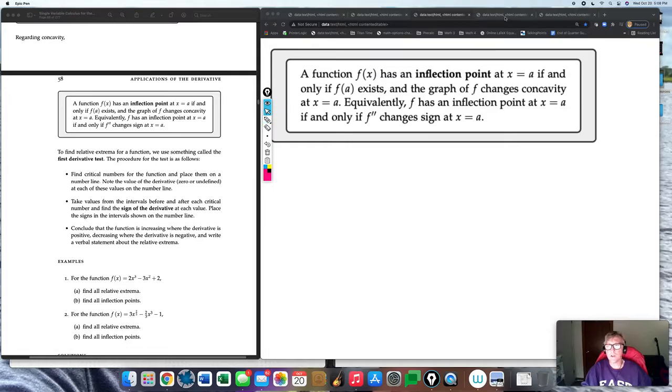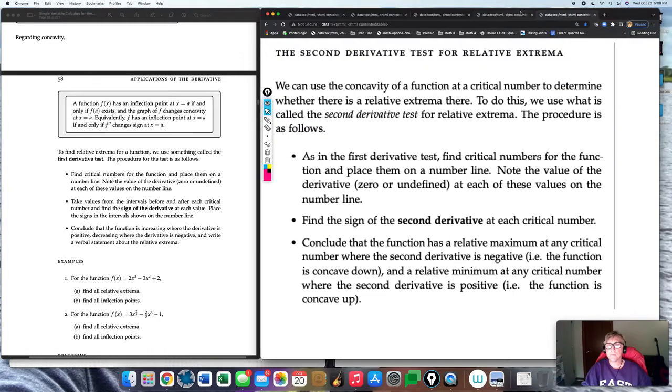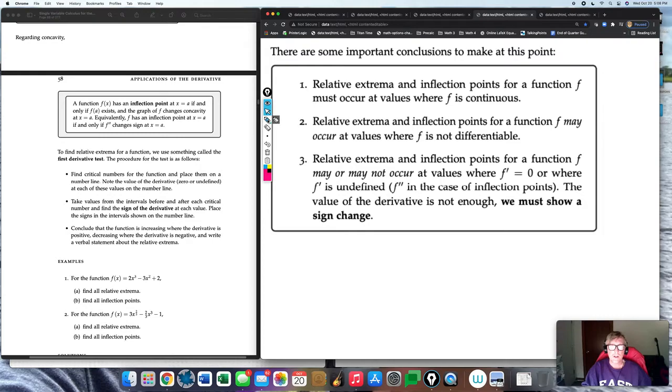And then finally, a couple of conclusions to make. Relative extreme and inflection points for a function must occur at values where f is continuous. In other words, the function has to have a point there. There has to be an f of a, right? Relative extreme and inflection points for a function may occur at values where f is not differentiable, like that sharp point, right?